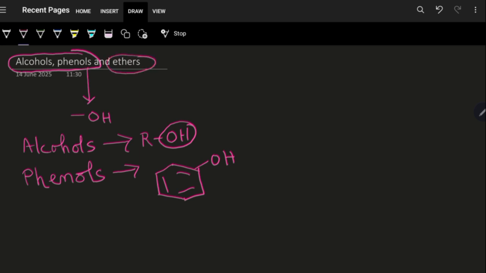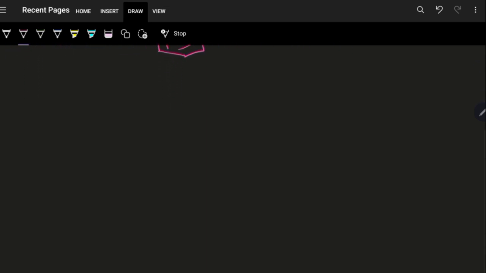What is the linkage for ether? Ether means carbon, oxygen, carbon linkage. This linkage is known as ether linkage. So in order to understand the compounds in organic chemistry, we need to understand the linkages. Next, after this, we have classification of alcohols, phenols and ethers.